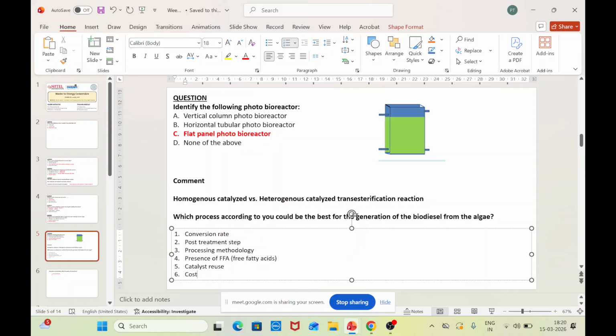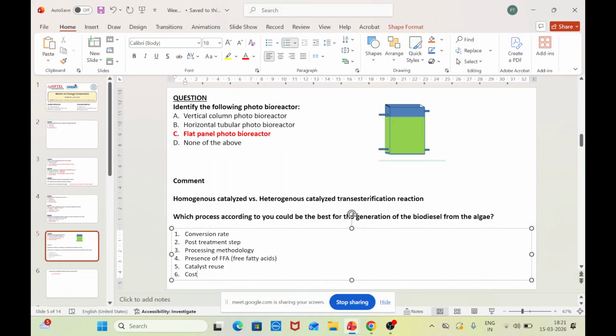So based on these we need to see. Take this as a task and try to identify which one will be best among the homogeneous or the heterogeneous catalyzed transesterification reaction for the production of biodiesel from algae.